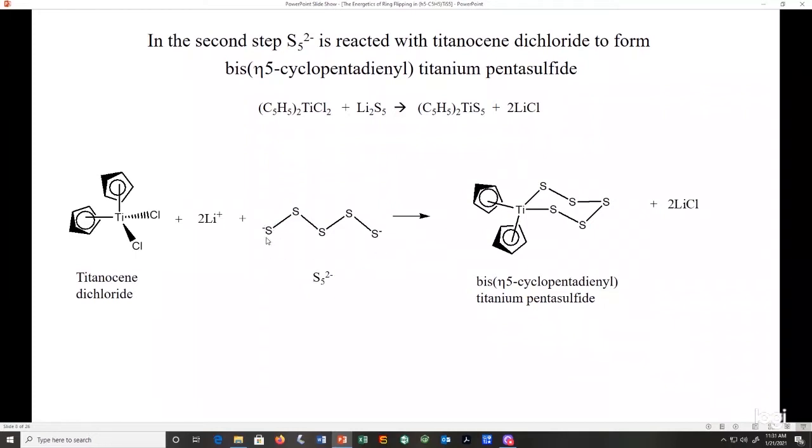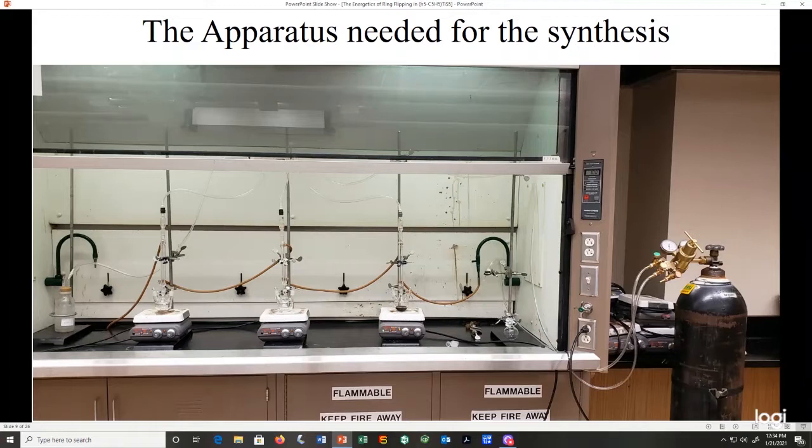And so what happens is these sulfurs with the minus charge replace the 2 chlorine atoms here, and we end up with our ring, our final product, and we have a lithium chloride salt as a result. So let's move on to the actual process of this 2-step synthesis.